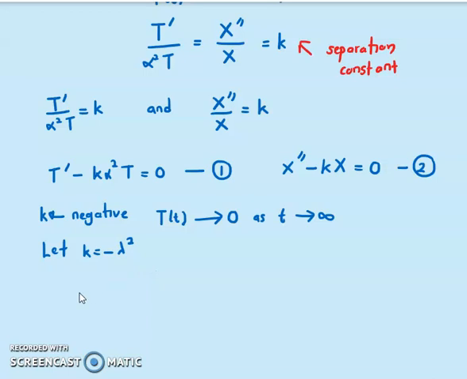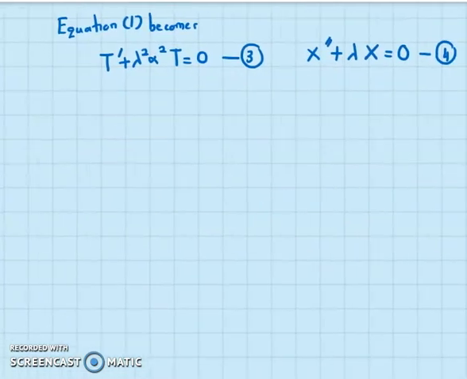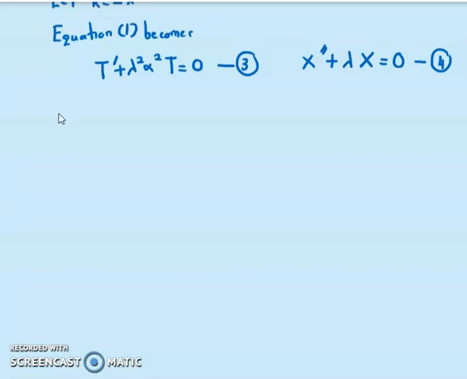Now equation 1 becomes T prime plus lambda squared alpha squared T equals 0. This is the new equation, and the next equation will be X double prime plus lambda squared X equals 0. This is the new equation. Now, how do we solve this? Let's solve for equation 2.